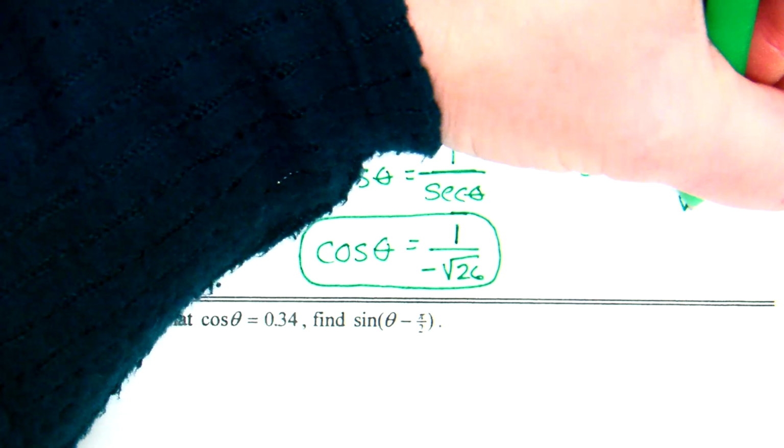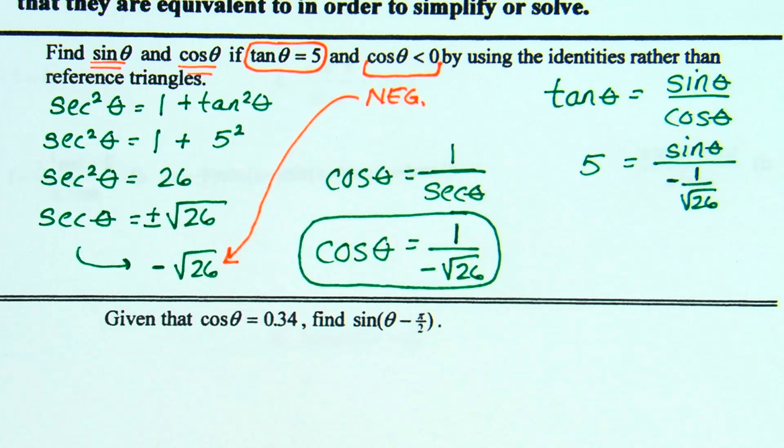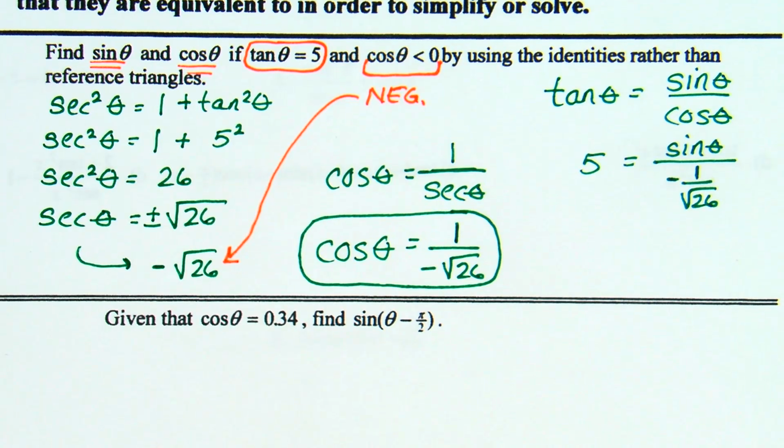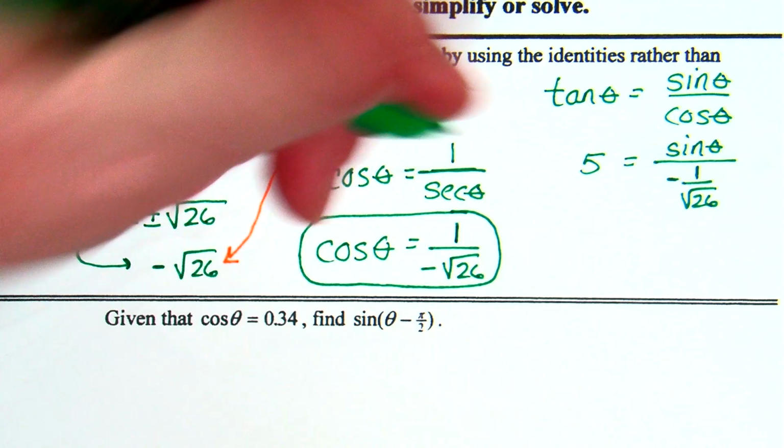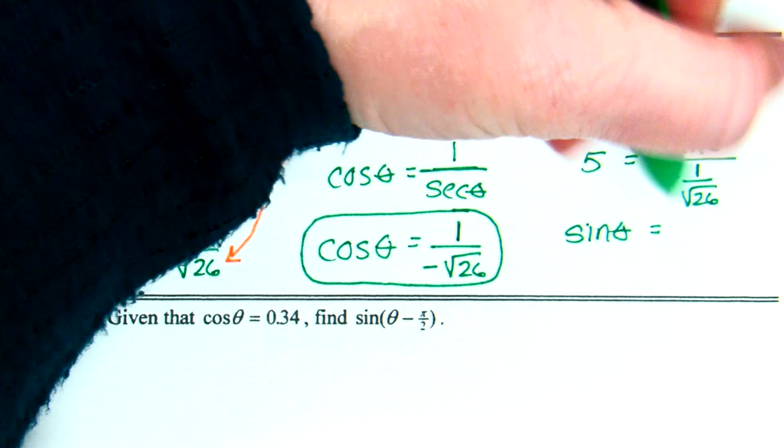Sine is what I'm still trying to find. Cosine is -1 over square root of 26. Yes, it looks ugly, but it's fine because of what we're going to do here. This is sine divided by a value. If it's sine divided by a value, how do you solve for sine? Multiply by that value. Yes, it's a fraction, but I'm going to leave it in fraction form. I'm not going to do anything crazy with it.